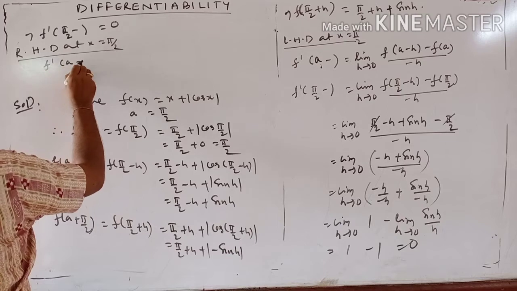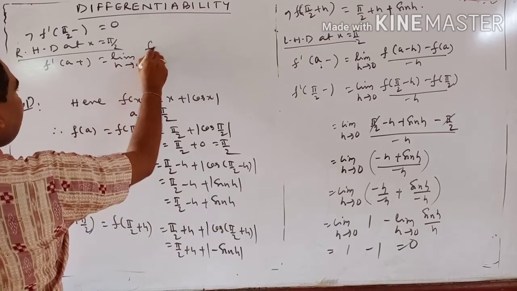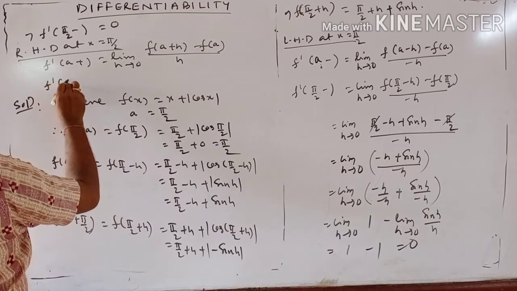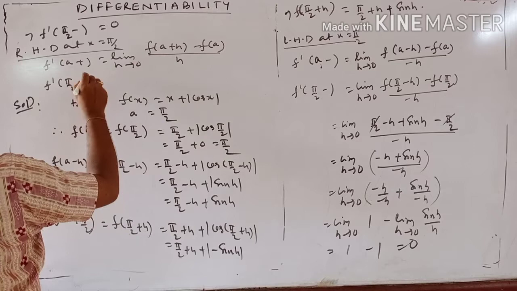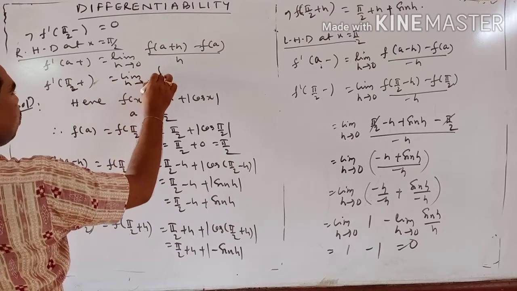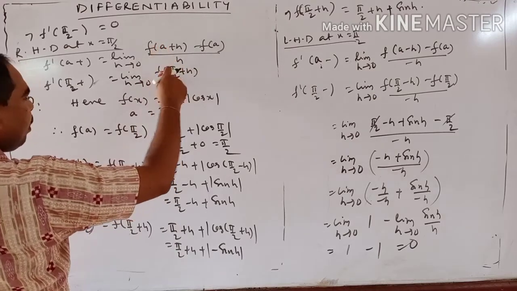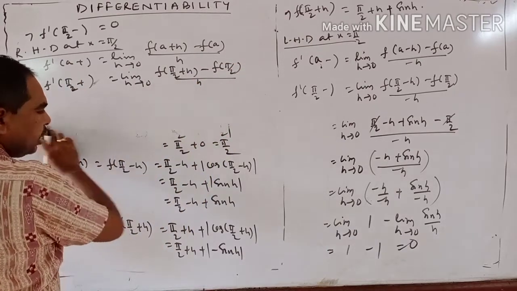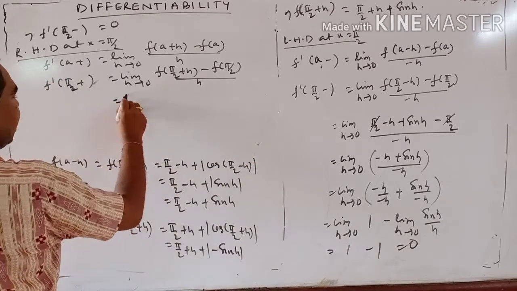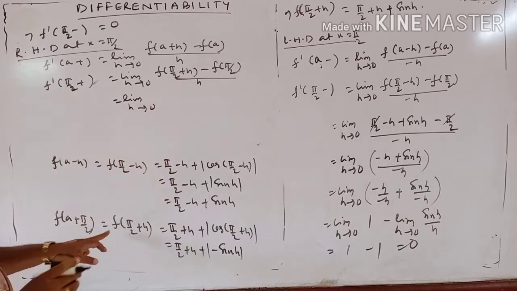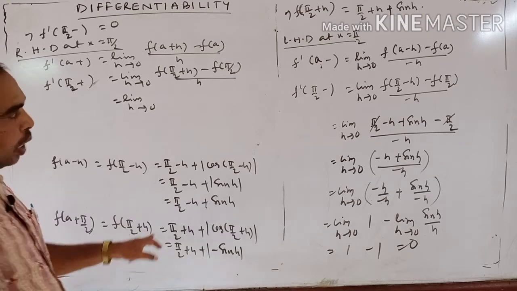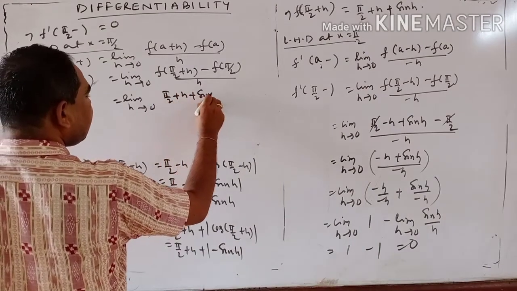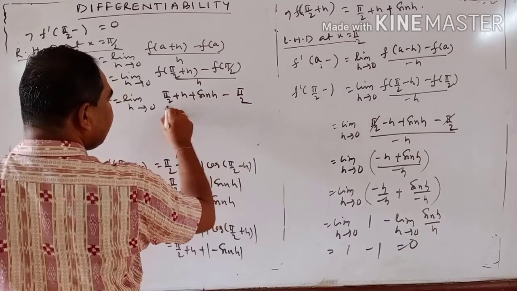So f dash a plus means limit h tends to 0 of f of a plus h minus f of a, divided by plus h. So f dash pi by 2 plus means limit h tends to 0 of f of pi by 2 plus h minus f of pi by 2, divided by plus h. So this is equal to limit h tends to 0 of f of pi by 2 plus h, which we have already seen is pi by 2 plus h plus sin h, minus f of pi by 2, which is pi by 2, divided by plus h.